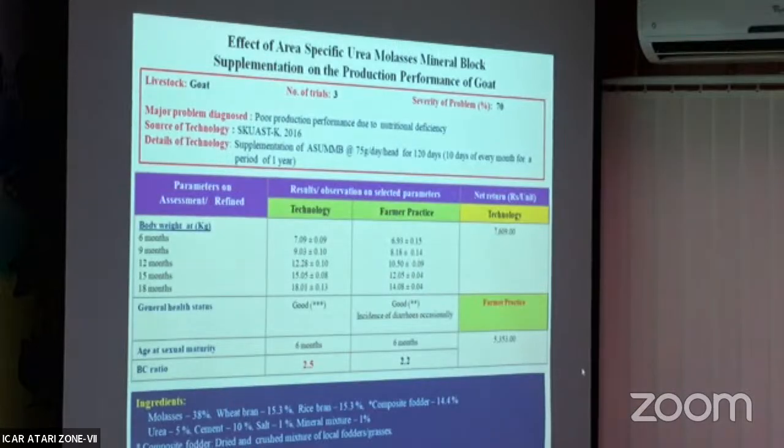Next, effect of area specific urea molasses mineral block supplementation on the production performance of goat, due to poor production performance of goat. Here we observe that mineral block supplementation increased the body weight up to 18 months, which improved the general health status and also increased the BC ratio as compared to farmer practice.